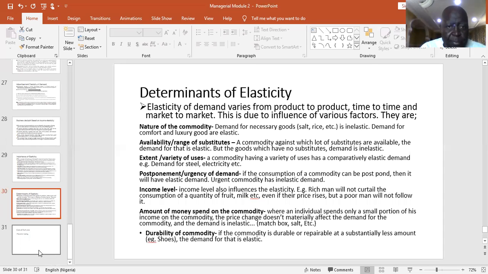Now, there are also determinants of elasticity, just like we had determinants of demand. Elasticity of demand varies from product to product, time to time, and market to market. This is due to the influence of various factors. They are the nature of the commodity, availability or range of substitutes, extent of variety of uses, postponement or urgency of demand, income level, amount of money spent on the commodity, durability of the commodity, and all that.